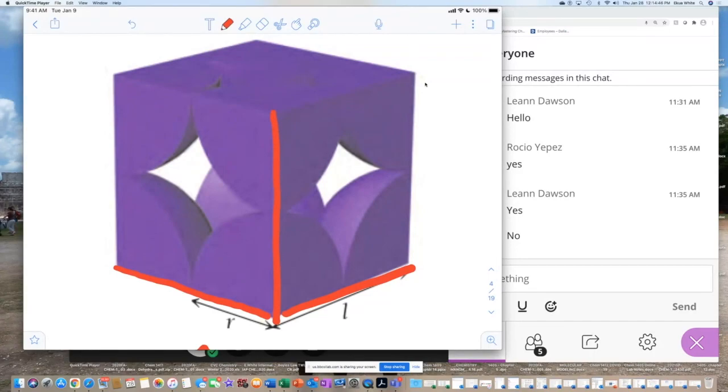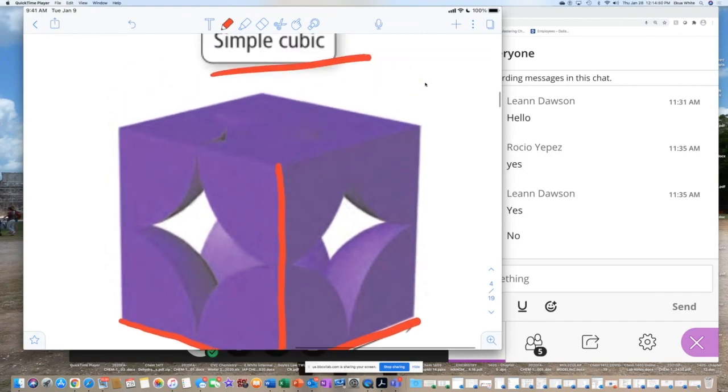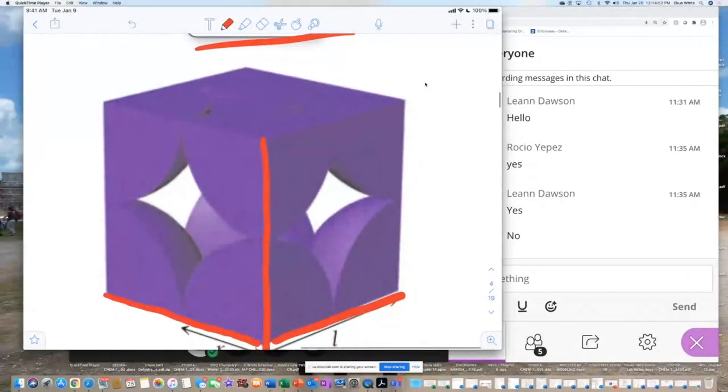At the corner of this cube, you have atoms. We don't have the full atoms in simple cubic. We actually have 1/8 of the atoms in simple cubic. It's hard to see this here, but I'll try to map it out so you can see. This is how it looks.